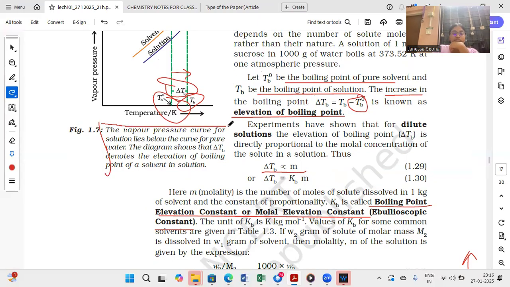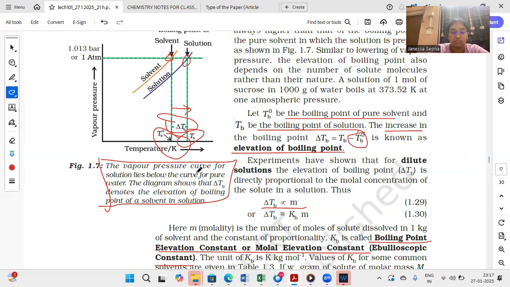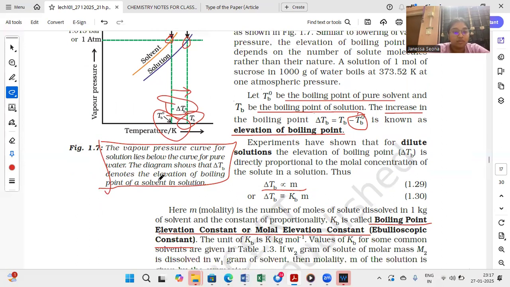Can you please read this title, Janissa? Boiling point elevation constant or molar elevation constant. Yes, that is good. But this caption, the figure caption. Oh, that one. Okay. The vapor pressure curve for solution lies below the curve for pure water. The diagram shows that ΔTB denotes the elevation of boiling point of a solvent in solution. Absolutely.